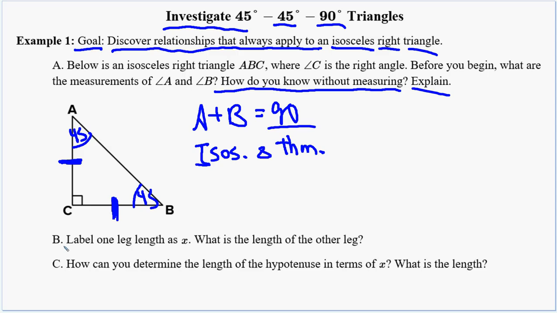Okay. Part B, label one of the legs' length as x. So I'm going to call AC x. And then it asks, what is the length of the other leg? Well, if AC is x, then BC also has to be x, because it's isosceles.